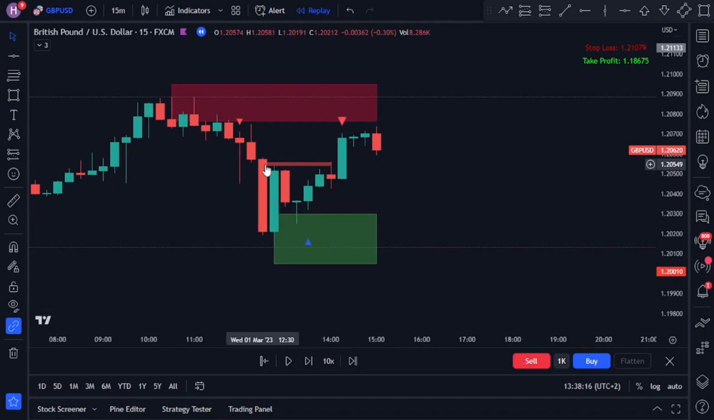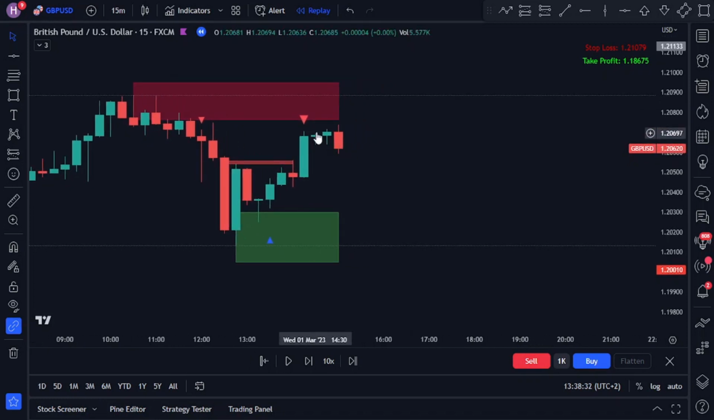Once this has been detected, we need to take a closer look at the zones identified by the Supply Demand Pro and of course the candlestick patterns. Remember to wait for the candle to close to confirm the signal.